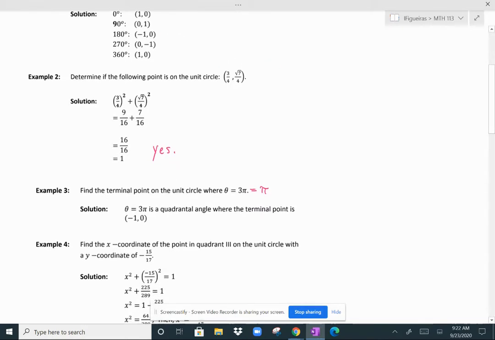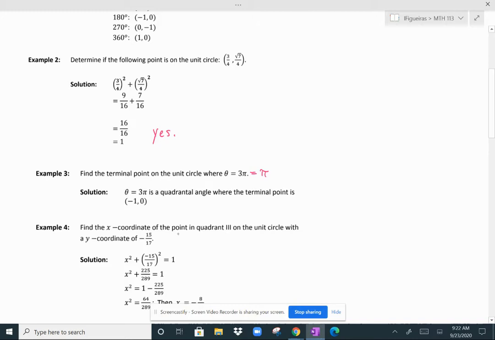So here, for example 4, we want to find the x-coordinate of the point in quadrant 3 that sits on the unit circle with a y-coordinate of negative 15 over 17. Okay, so this is important. We know we're in quadrant 3, so our answer for x must also be negative. So we solve the equation. Remember, our unit circle is x squared plus y squared equals 1, and we're solving for x.